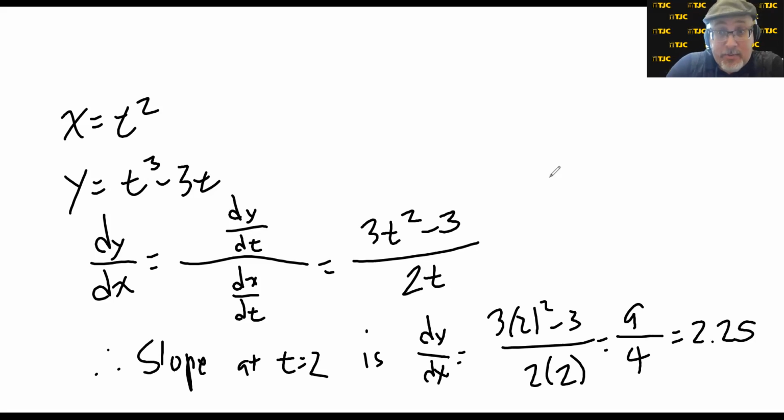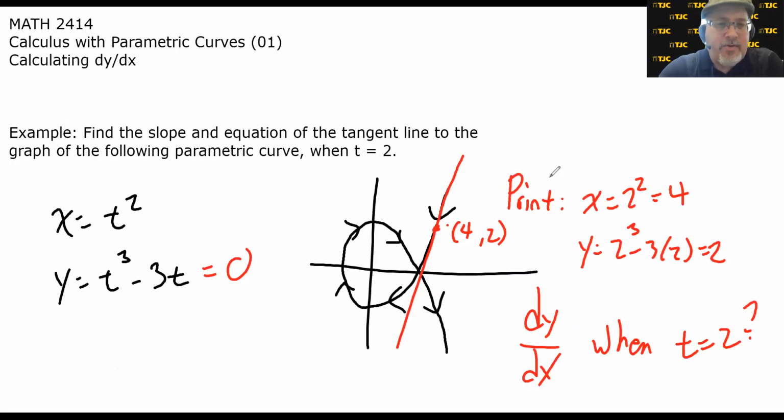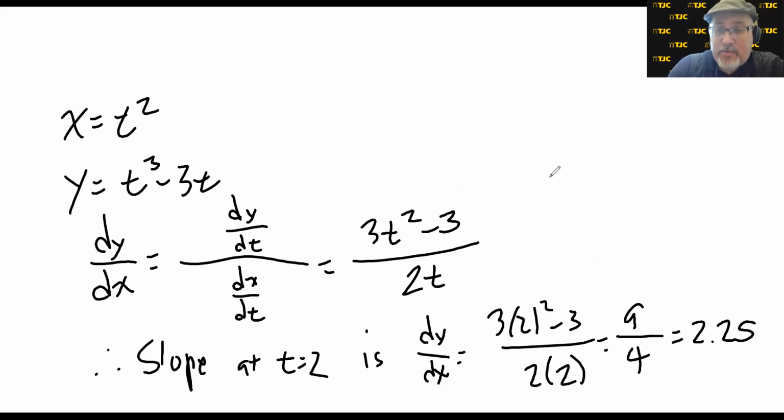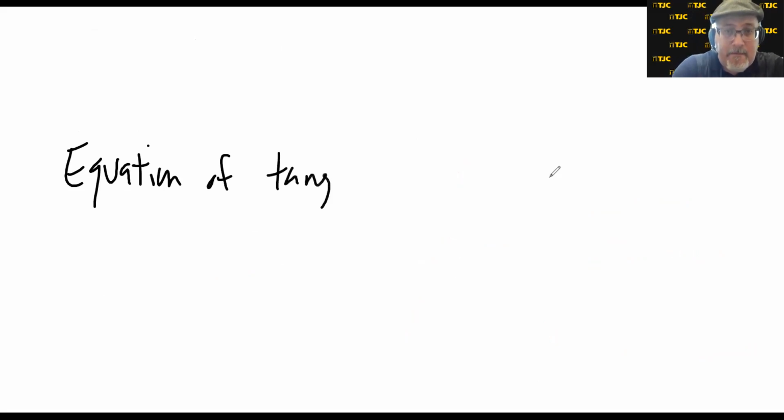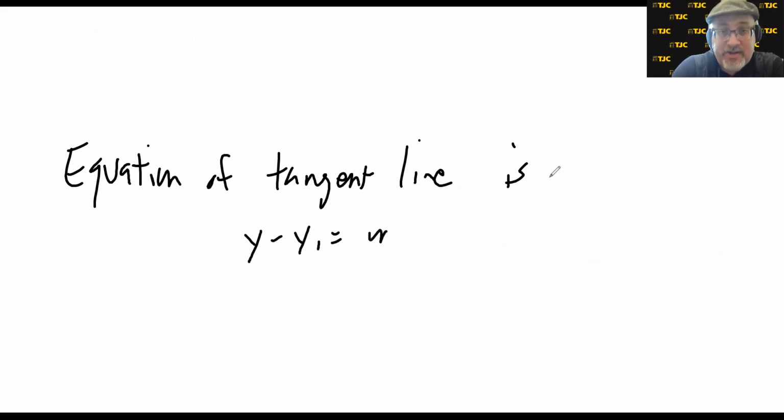But that's not all we were asked for. We were asked for both the slope and the equation of the tangent line. But remember, to make the equation of a line, it's really handy to have a point and a slope. We already have the point. It was (4, 2). We just found the slope. It was 9/4. And so the equation of the tangent line is, I'll remind you of point-slope form, y minus y1 equals m times (x minus x1). But that's kind of college algebra-ish. By now, you should just know how to set it up.